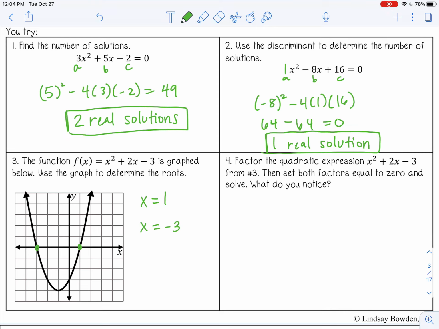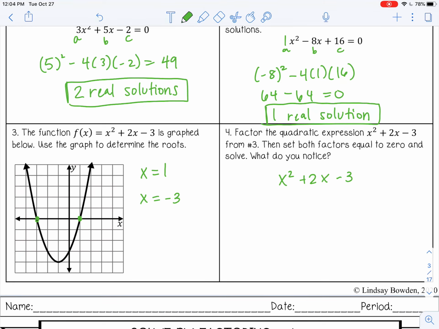All right, and then number 4 says to factor the expression from number 3, which is this, set both factors equal to 0 and solve and see what we find. Okay, so this is a trinomial. And remember, when you're factoring a trinomial, you take the factors of c. The only factors of c are 1 and 3, and you want to make them add or subtract to equal b, which is positive 2. All right, so that means I need a positive 3 and a negative 1. 3 minus 1, that's 2. 3 times negative 1, that's negative 3.